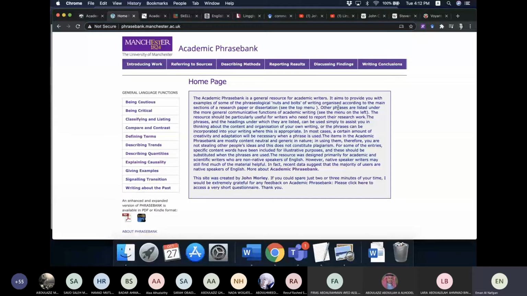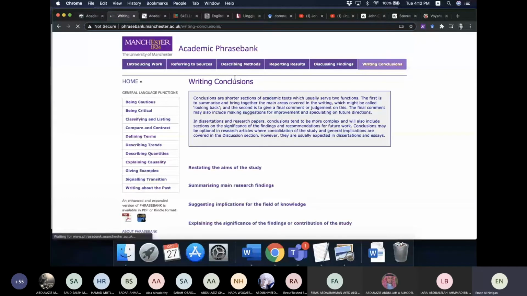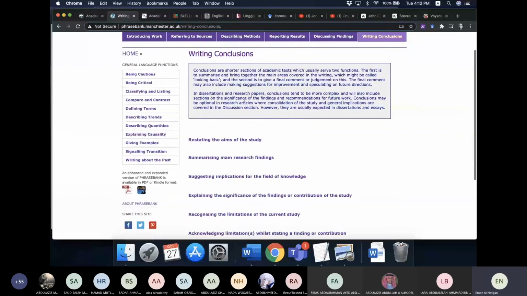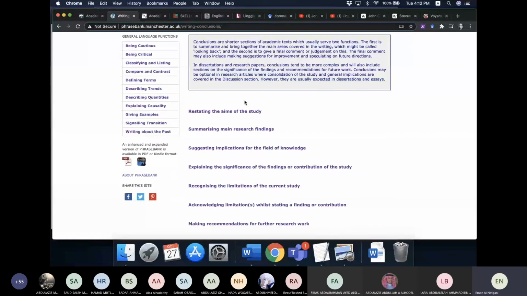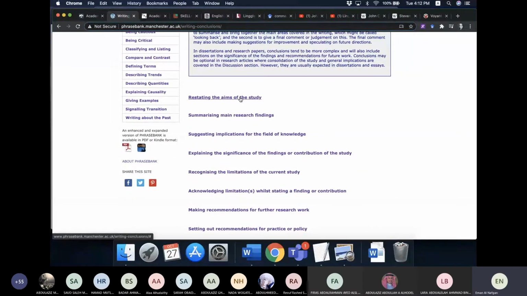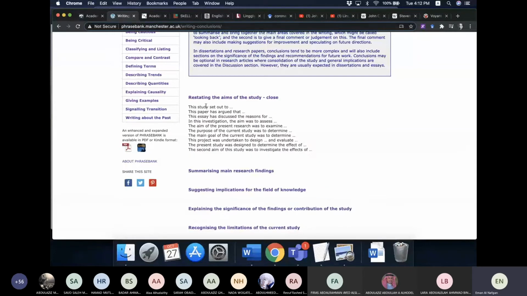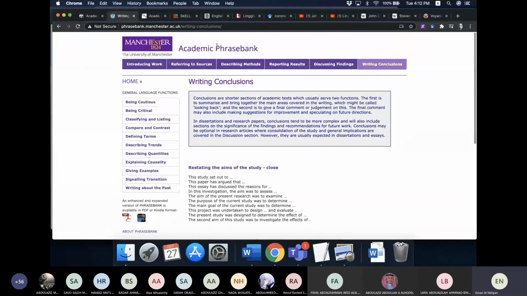So let's say you're going to write a conclusion. So you go to the academic phrase bank, and you want to write a conclusion. How do you want to write the conclusion? Do you want to restate the aim of the study? So here are phrases instead of "in conclusion": "This study set out," "This paper has argued," so on and so forth. So these are common ways that people in academia restate the aims of the study when they're writing a conclusion.